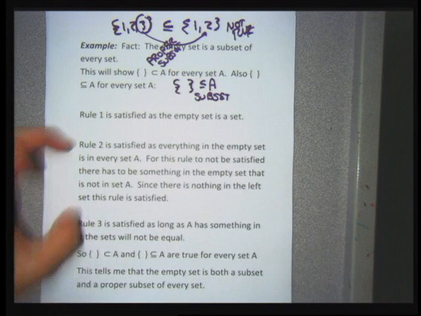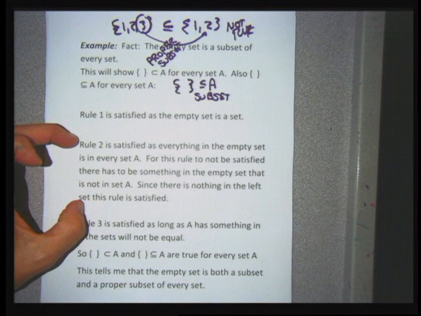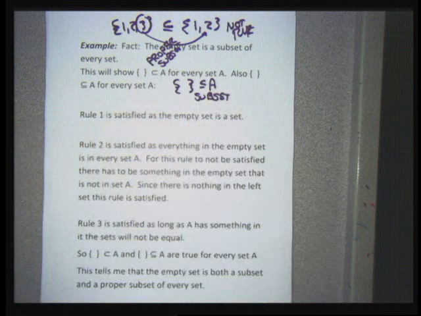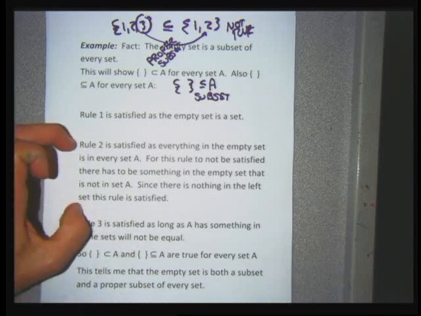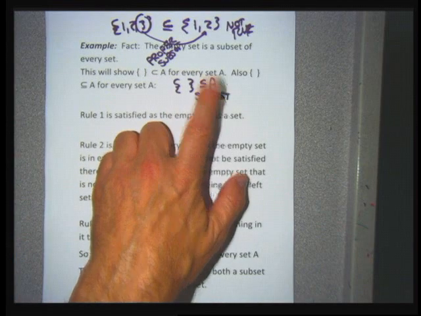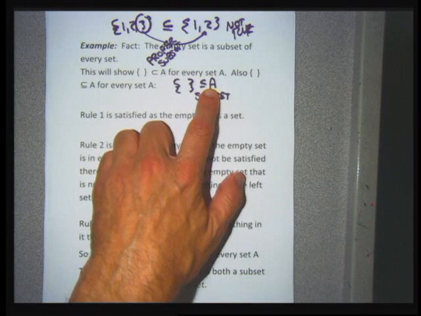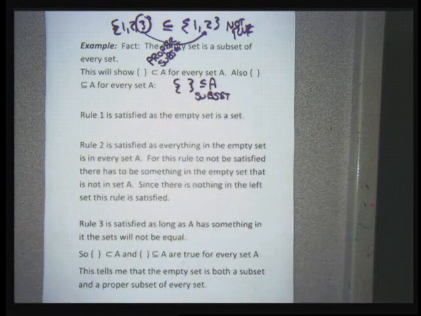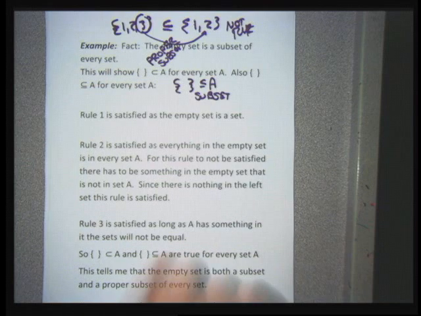And so by definition, the empty set can never have something in it that's not in the right set because it doesn't have anything in it, so that rule will never be violated. And for rule 3, that the sets aren't equal to each other, if the set A has anything in it, it's not going to equal a set with nothing in it. So the empty set by default is a subset of every set.